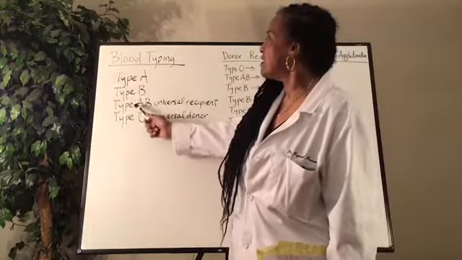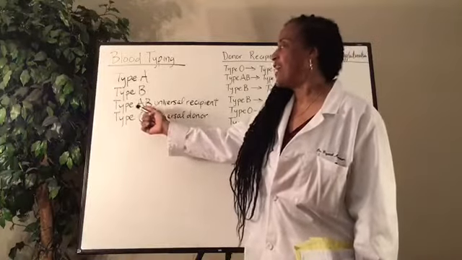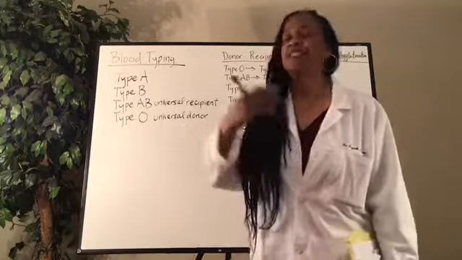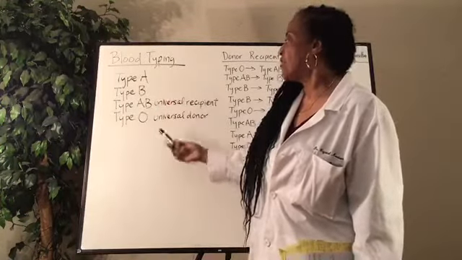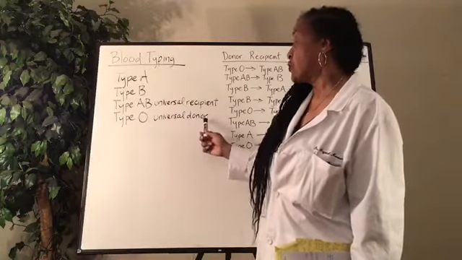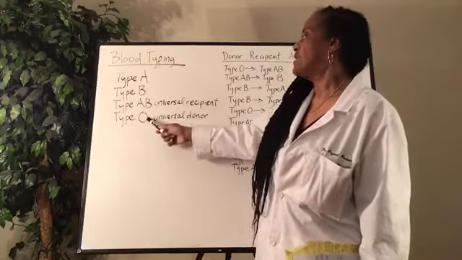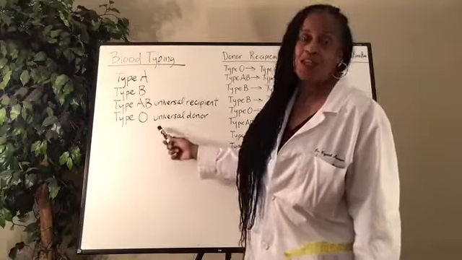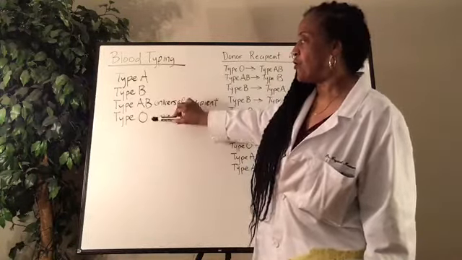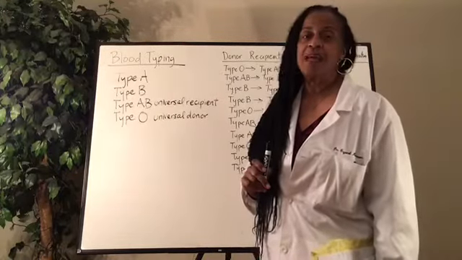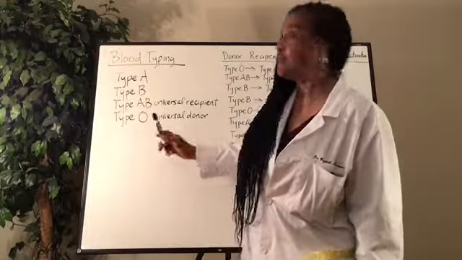So type AB, the universal recipient, means that this person with type AB blood can receive blood from type A, from type B, and of course, since type O is the universal donor, from type O. Type O can donate to type A, type B, type AB, and of course type O. Actually, the only blood that type O can get is type O.